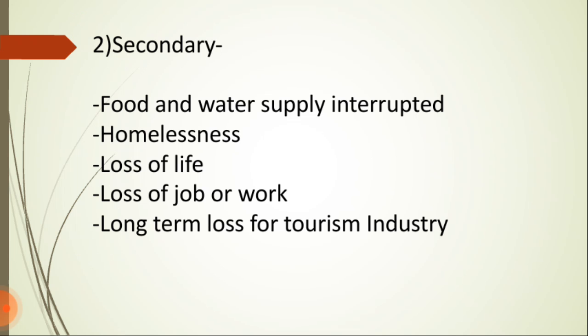Secondary hazards of volcanic eruptions are food and water supply interrupted. Because of this, food and water supply also get disrupted. Then homelessness: people, wildlife, animals have to leave their homes. Then loss of life: many people die, many animals die in this. Loss of job or work: people who are working there have to leave the job because they are left with no option. Long-term loss of tourism industry: people come to see the place, but when the volcano erupts, no one can go there, and so the tourism industry collapses.